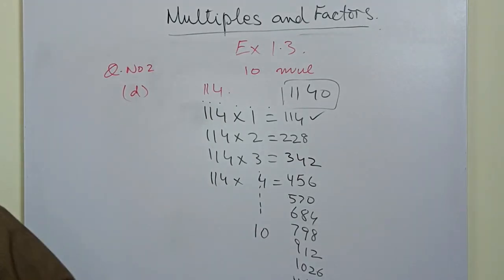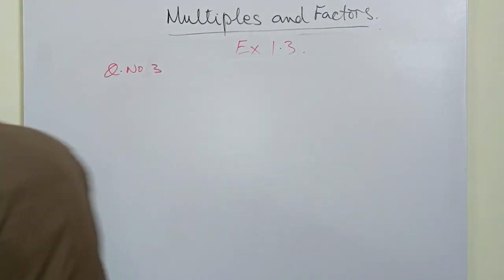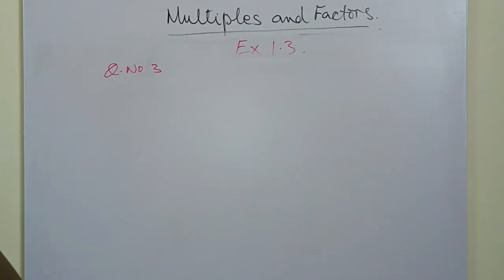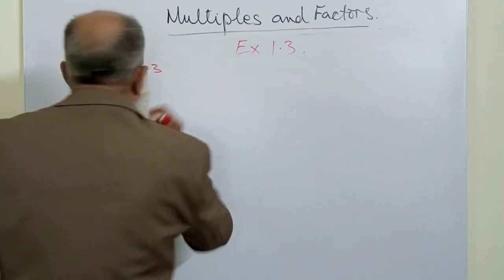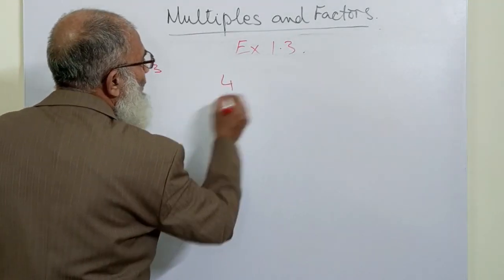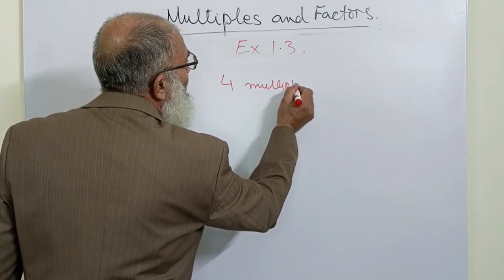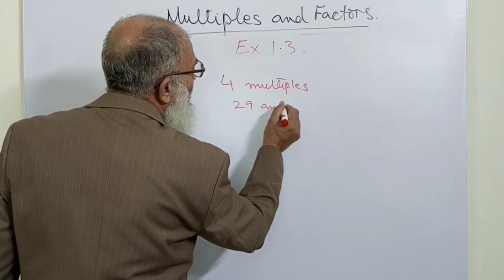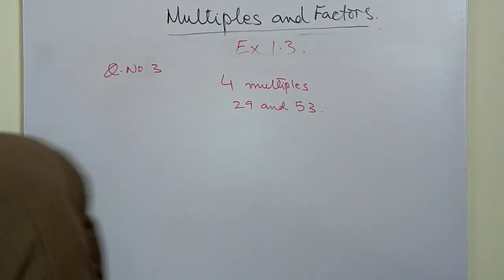Now I am going to do the third question. Question number 3. There are again 3 parts in this question. Let me do one or two for you. I have to find 4 multiples between 29 and 53. It is very simple again.